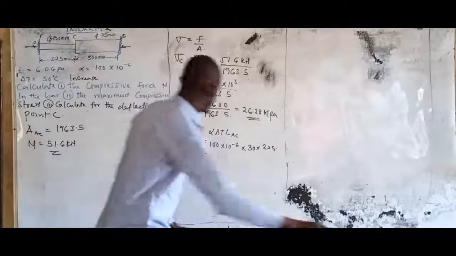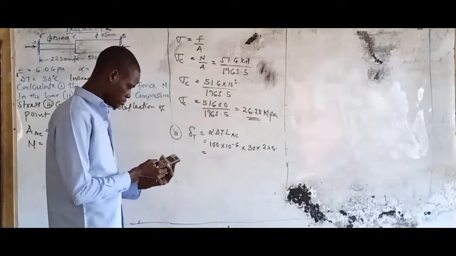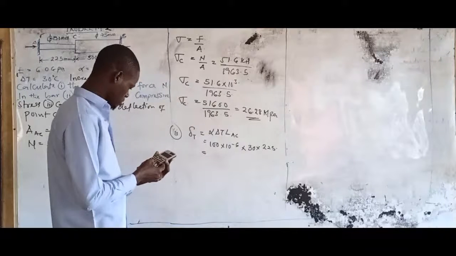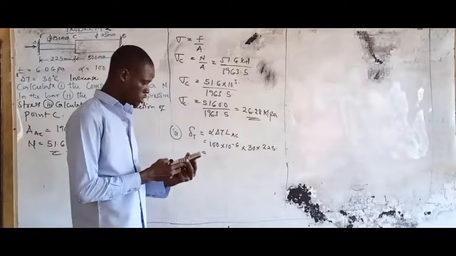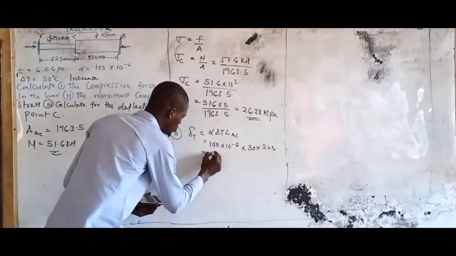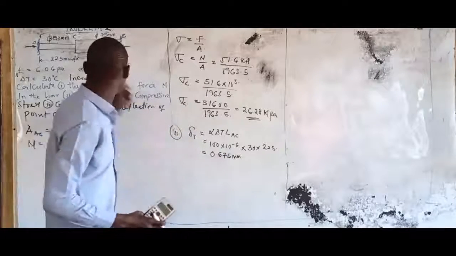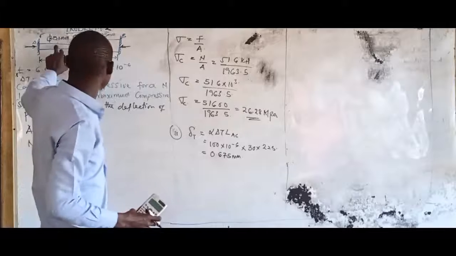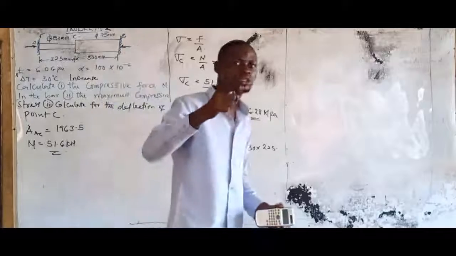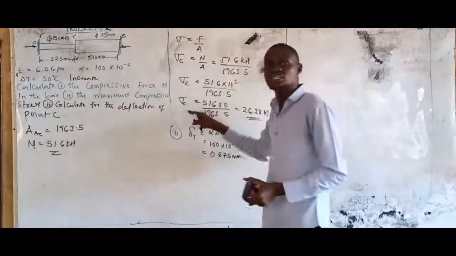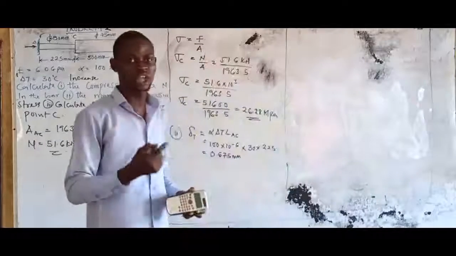I can easily calculate my deflection: 100 times 10 raised to the power negative 6, multiplied by 30 times 225, to give rise to 0.675 mm. Now, this is the deflection of point C due to the increase in temperature. Now, calculate the same deflection that is caused by the stress that is developed in the member.